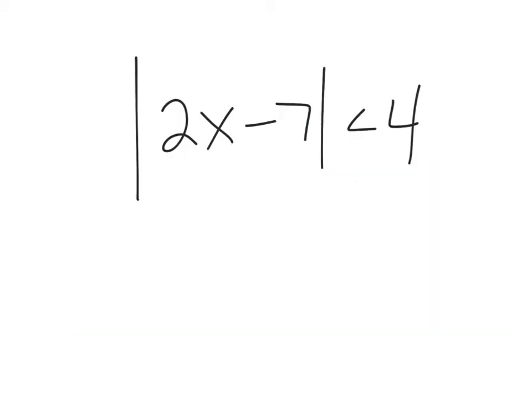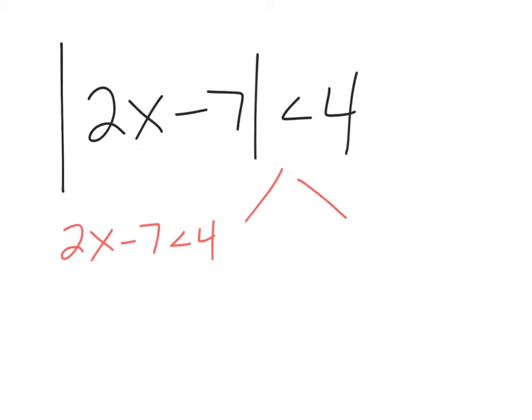All right, let's try the next one. So again, first thing is always to make sure the absolute value is by itself. It is. I don't see anything in front of it. I don't see anything after it. And on the right hand side, I see a positive number. So I'm going to do it the same way I did the first one. Just split it. The first time I write it as 2x minus 7 is less than 4. And the second time is 2x minus 7 is greater than negative 4. So I flipped the inequality symbol and made the right side negative.